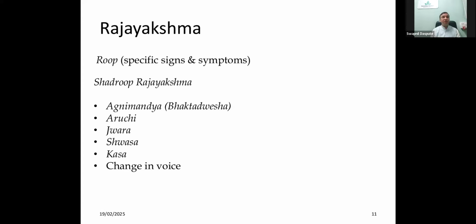Aruchi is seen, jwara, fever is seen, shwasa, kasa, change in voice is seen. So with involvement of various doshas and dhatus as it moves to the next level, you will start seeing Agnimandya, aruchi, jwara, shwasa, kasa, change in voice. So it is going to the next stage, Shadrupa Rajakshma.